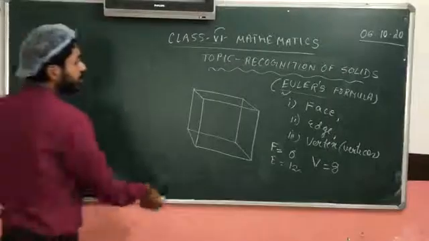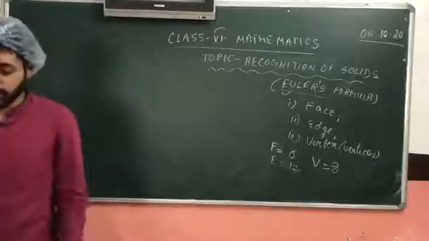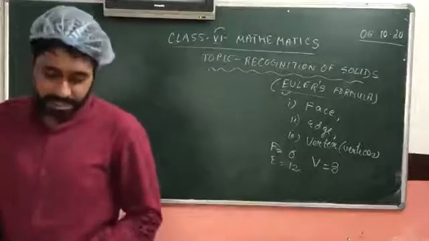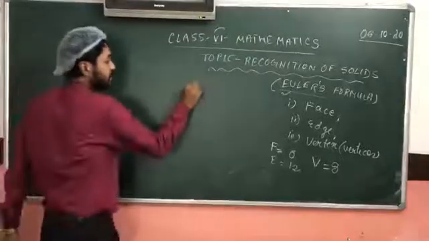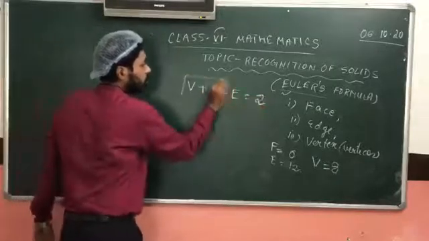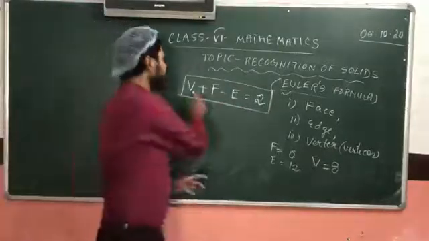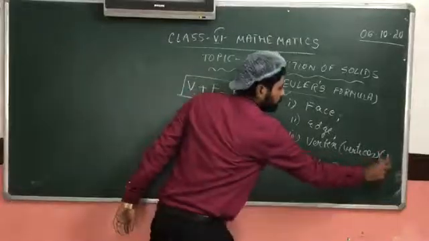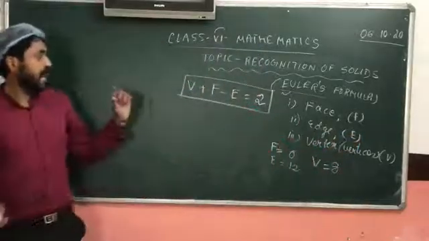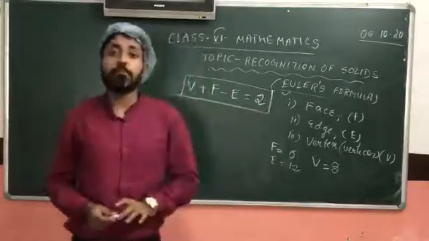Before starting with Euler's formula, I will not erase this; I will use it as the first example. Leonhard Euler was a Swiss mathematician, as it is given in your book, and he devised a very simple relation. This is called Euler's formula: V plus F minus E equals 2. V is vertices, F is faces, E is edges. So they are saying that if we add the number of vertices to the number of faces and then subtract the number of edges, we shall get a constant number, 2.